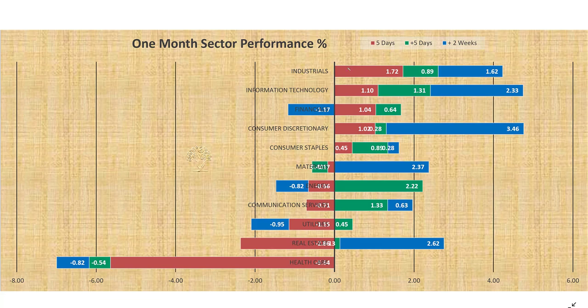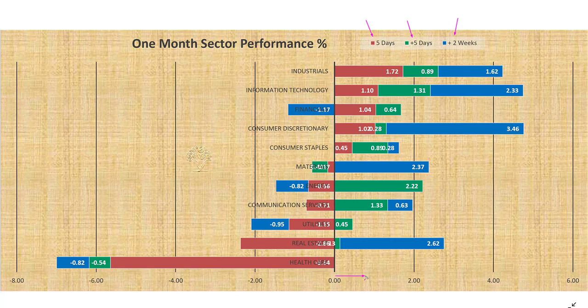One-month sector performance. Here we are analyzing the 11 sectors across three review periods. The red bar represents performance of the current week, green bar performance of 1 week ago, and the blue bar performance of 2 weeks before that. Together they represent performance of 1 month.